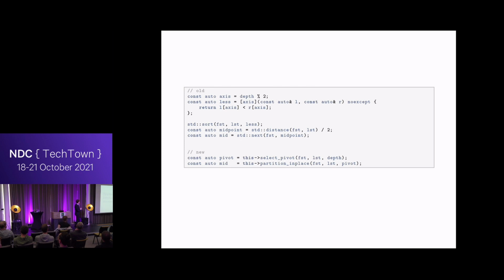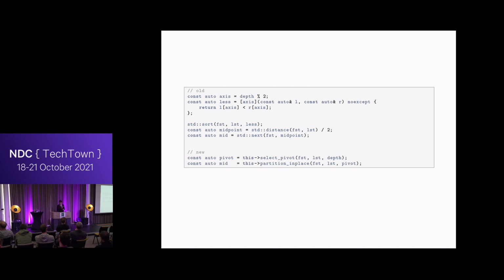So I replaced, this is still in the construction, I replaced the axis/sort nonsense with 2 new private methods, right? Select pivot and partition in place. Partition in place because I don't want to actually have to make the copy and shuffle about, because there's a huge cost for no reason. And this is only done during construction anyway.